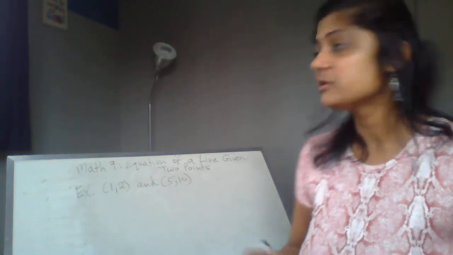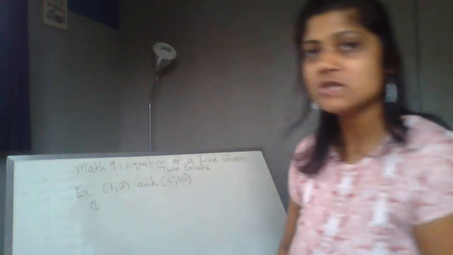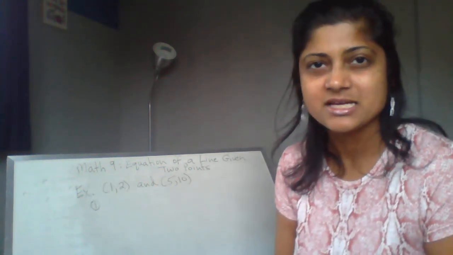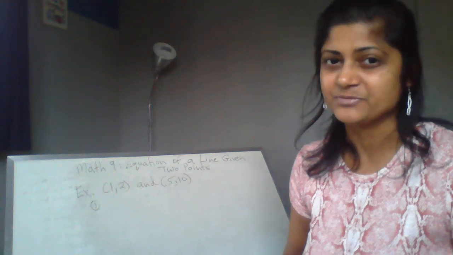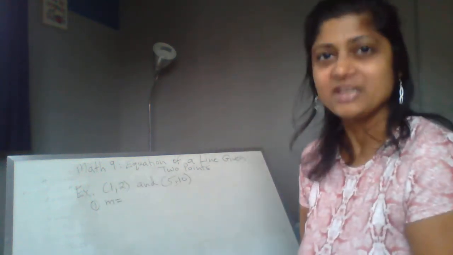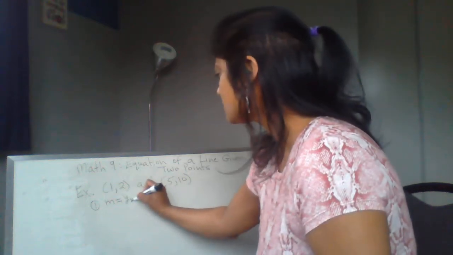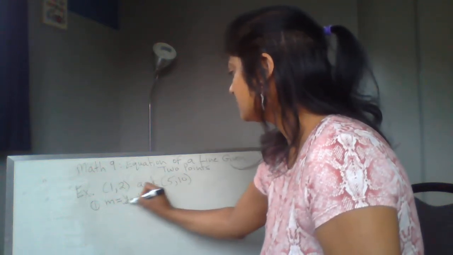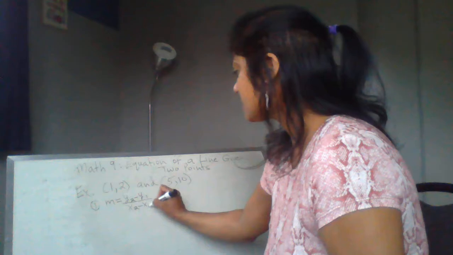Okay, so there will be 2 steps here. In the first step I have to actually find the slope of the line because I can see that it's not given to me. So I'm going to write out the formula for the slope of a line. It's y2 minus y1 over x2 minus x1.